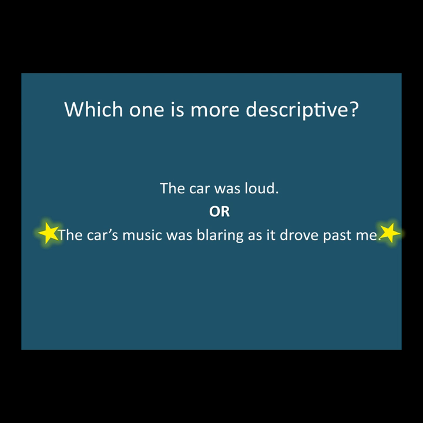Here's an example of 2 sentences that both are describing the same car, but one of them does a better job painting a picture in your head. The first one is, the car was loud. The second one is, the car's music was blaring as it drove past me. The one that does a better job painting a picture is the second one. It uses descriptive words to describe how loud the music was. The writer used his or her sense of sound when writing this sentence.